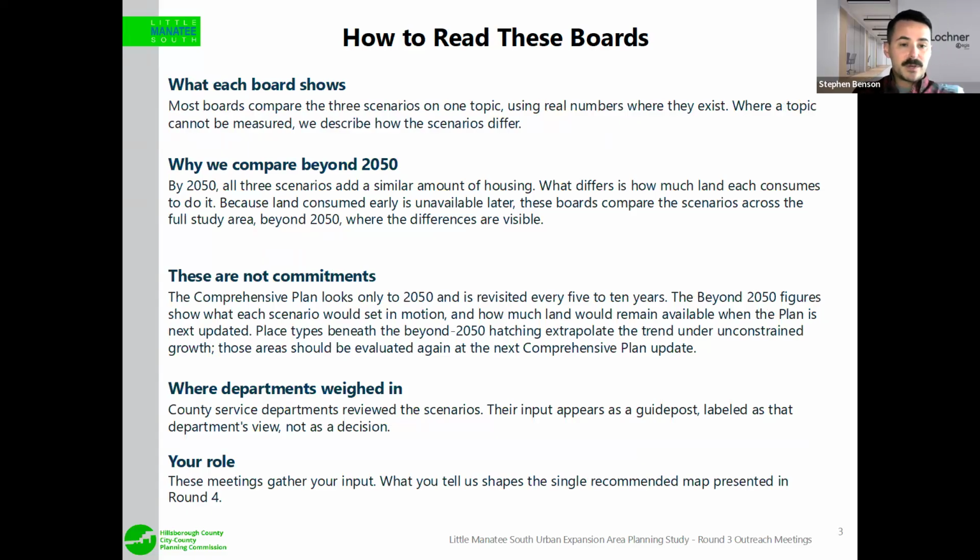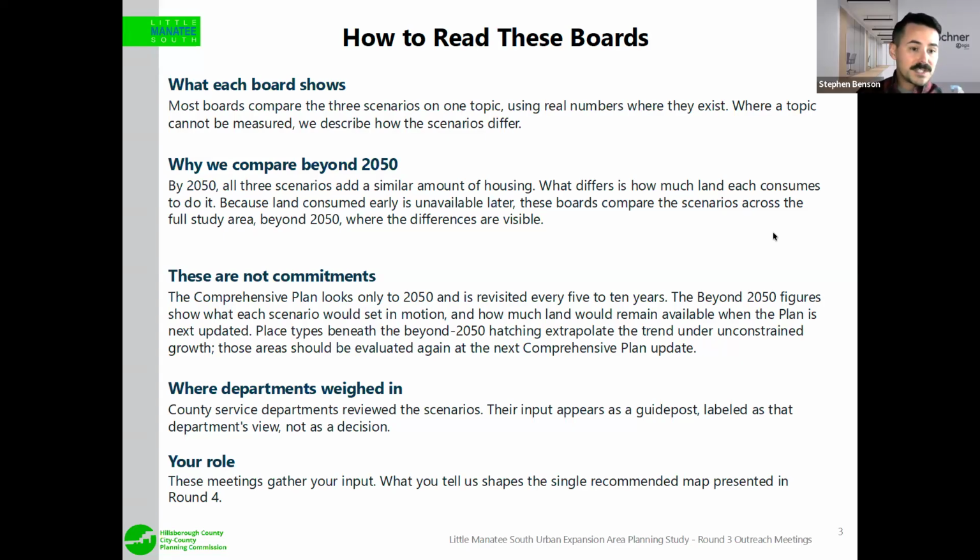So a couple of things we want to make sure is clear, especially about how to read these boards. Most of the boards compare the 3 scenarios on one topic using real numbers where we are able to provide them. Where a topic can't be measured, we simply describe how the scenarios differ relative to each other.